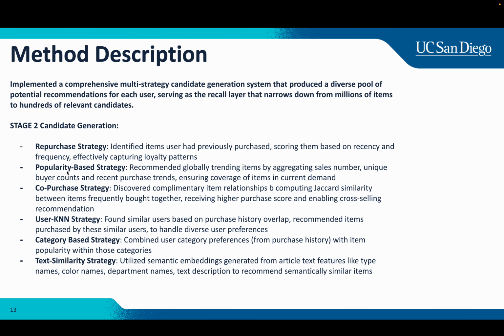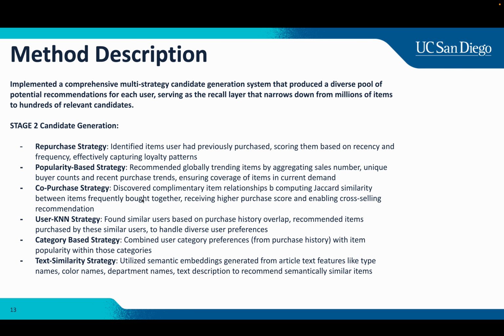So, next is the popularity based strategy, which is again similar to the baseline that we used. We recommend the globally trending items by aggregating sales numbers, unique buyer counts, recent purchase trends, and coverage of items in current demand. The co-purchase strategy is like a complementary item relationship strategy, something that we could say these items are frequently bought together.